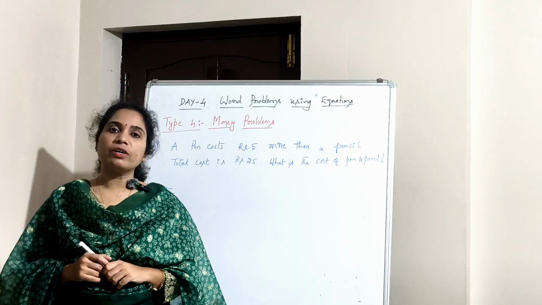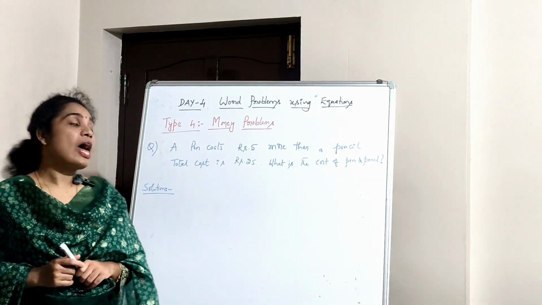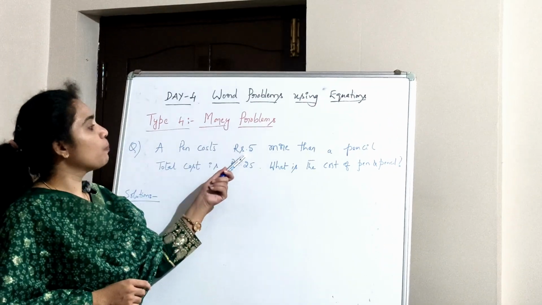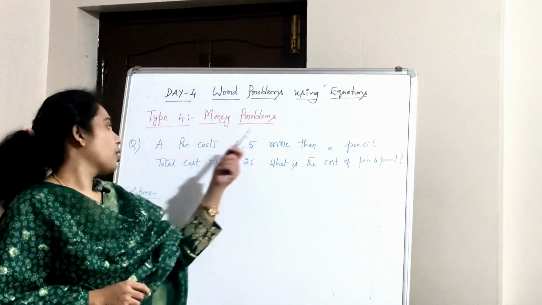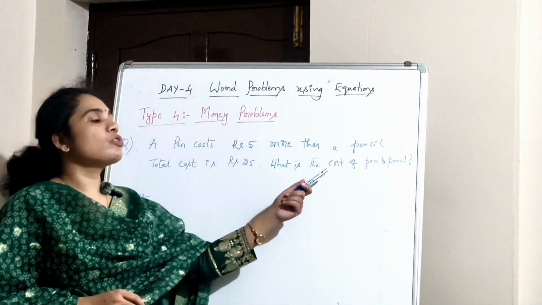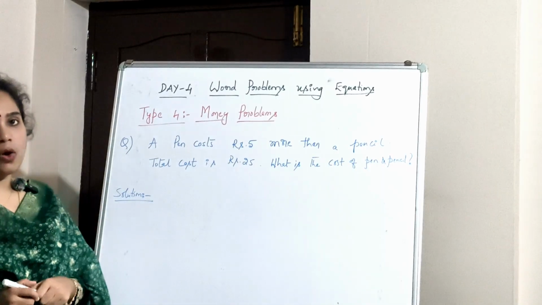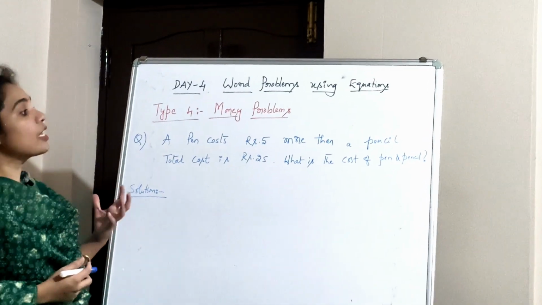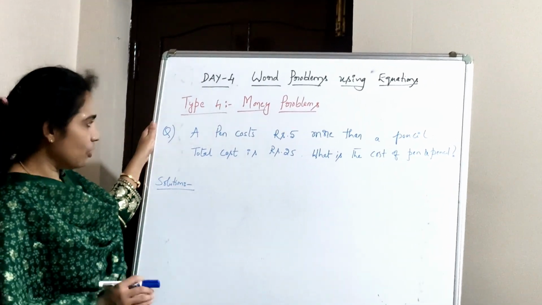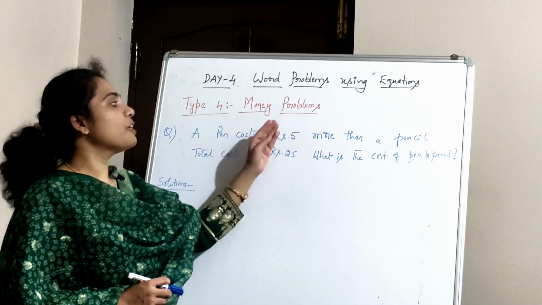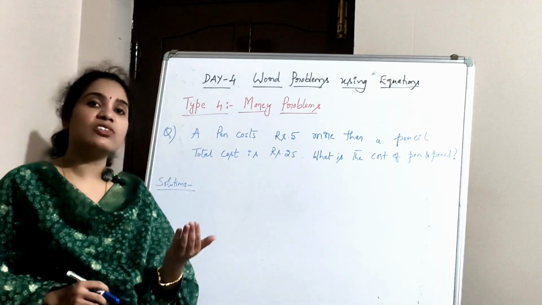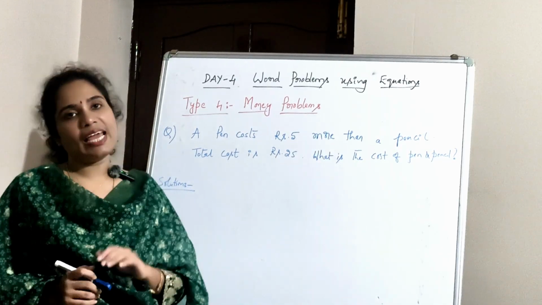Coming to the next type of word problems, that is money problems. Let's look into the question. A pen costs 5 rupees more than a pencil, and the total cost is 25 rupees. What is the cost of a pen and pencil? Okay, so what do we take as x? Let's check the question carefully. A pen costs 5 rupees more than a pencil. That means first of all we need to consider the pencil cost to be x.